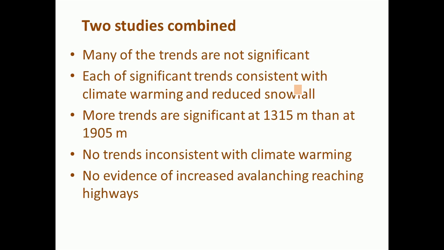First, many of the trends we analyzed were not significant. Each of the significant trends is consistent with climate warming and reduced snowfall. Of the significant trends, more were significant at the lower elevation site, 1,315 meters, than at the tree line site, 1,905 meters. None of the significant trends were inconsistent with climate warming. Last, we found no evidence of increased avalanching reaching highways.